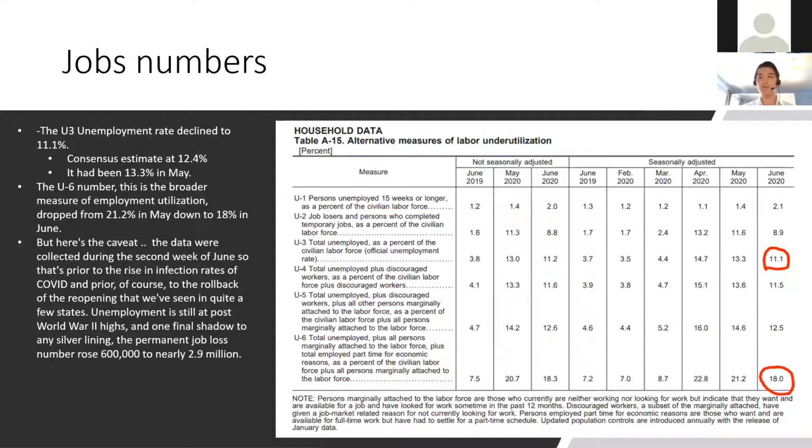And this table I've got on the right here is actually from the BLS employment situation document. That even includes all the jobs numbers for individual sectors too, so that could be useful for your pod research. Moving on, the U6 number, which is at the bottom there, dropped from 21.2% to 18%.